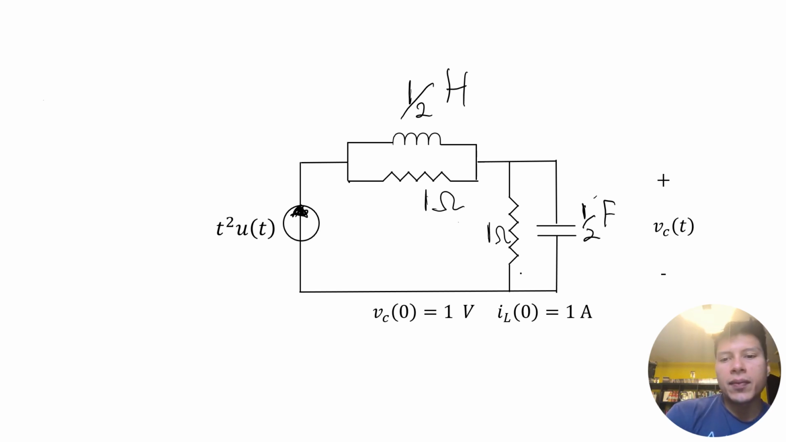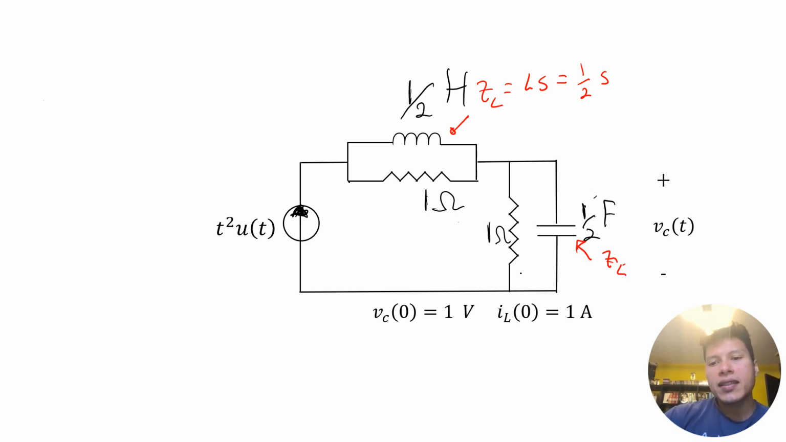In particular, we said that when the initial conditions are 0, we can replace in the Laplace domain an inductor by an impedance ZL, which equals Ls, which in this case would be 1 over 2S. And for a capacitor, we can replace it with an impedance ZC, which in this case would be 1 over 2S, which is 2 over S.